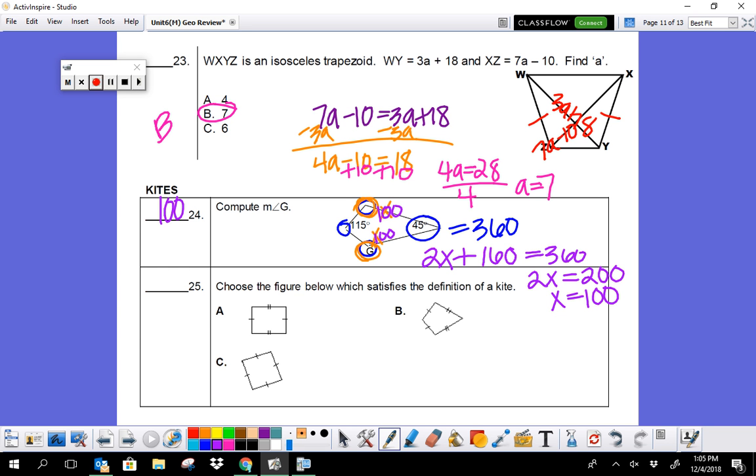Number 25, choose the figure below which satisfies the definition of a kite. So a kite is, basically you're looking for the one that looks like a kite, but these two consecutive sides are congruent and these two consecutive sides are congruent. That makes it a kite.